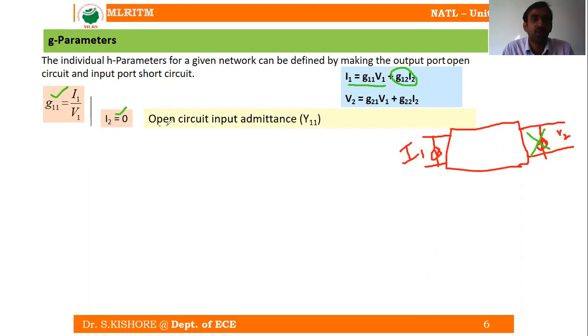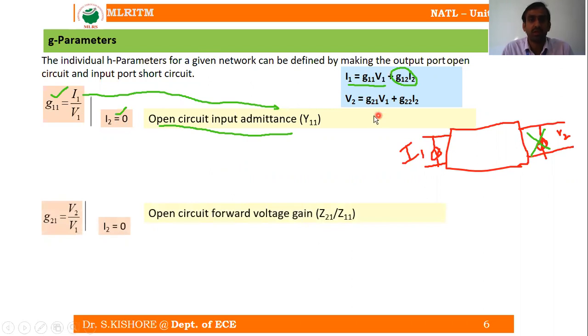That means it is nothing but the open circuit input impedance, which is the same equation we obtained in the Y parameters. That means we can write Y11 is equal to G11. Because when we obtained Y11, similarly there also we made I2 equal to 0. So this is nothing but I1 by V1, which is the open circuit input impedance.